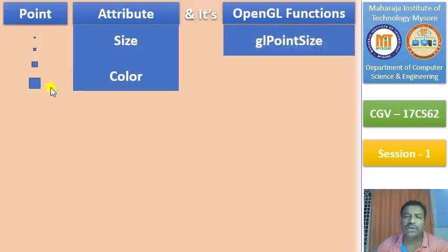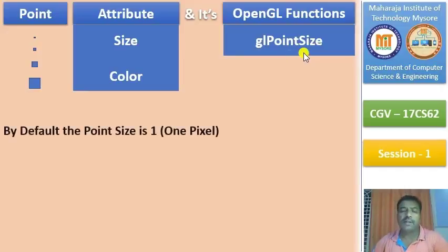Along with this, as I told you, size is the attribute, and we have an OpenGL function to set the size of a point. We are going to use glPointSize for that. If I don't use glPointSize, by default it is going to have the size as 1.